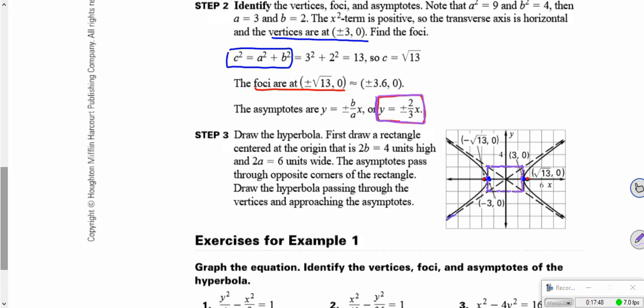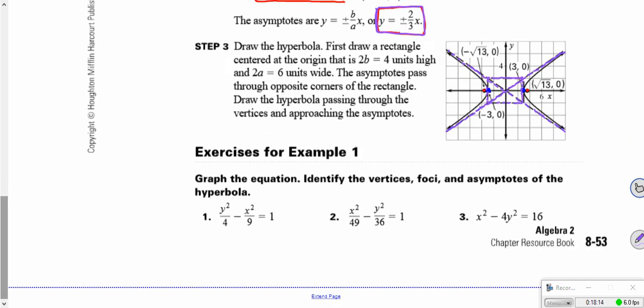So these asymptotes have the slope of 2/3 and negative 2/3. And then, of course, once you have your vertex, you just draw your branch of the hyperbola hugging the asymptote line. That's why the asymptotes are so important. All right.